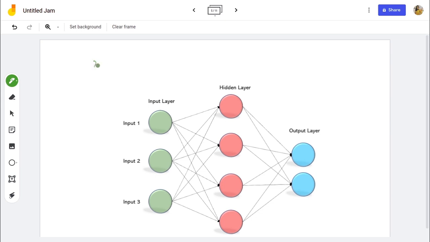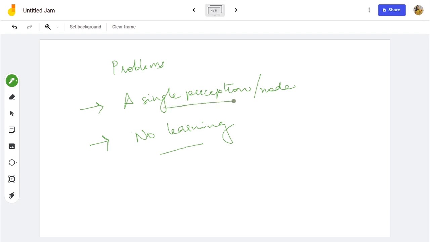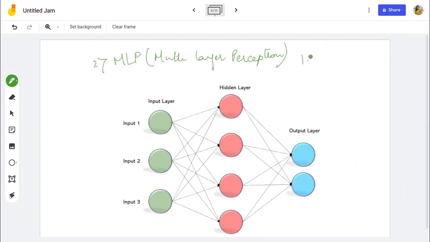The next big invention, MLP, multi-layer perceptron. So, we know the problems with the perceptron. One of the biggest problems was it was just a single node. So scientists came together and in the 1980s, they built layers of perceptrons.